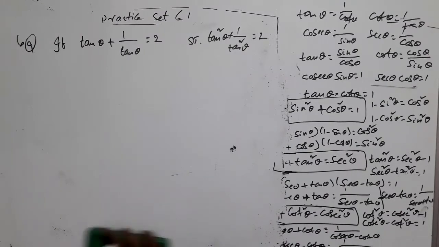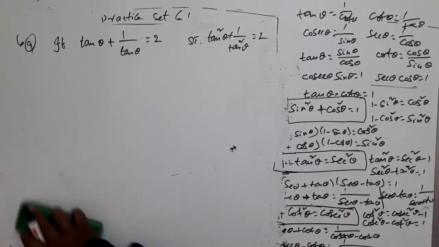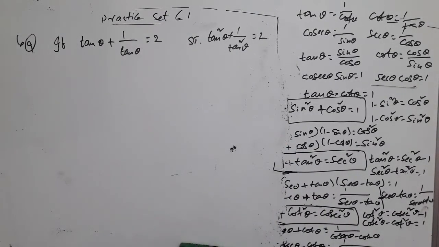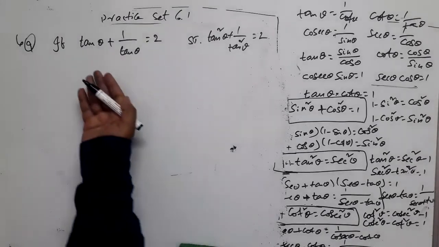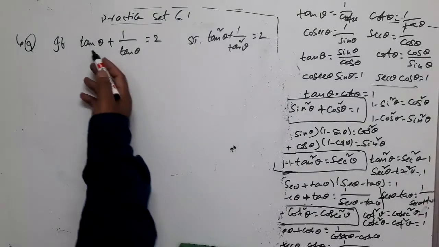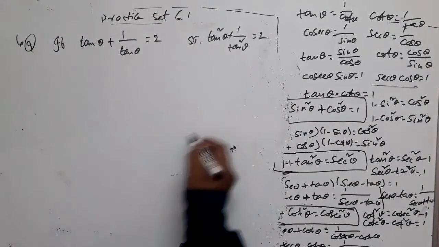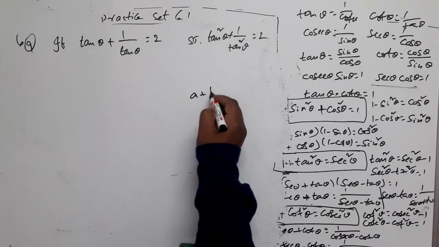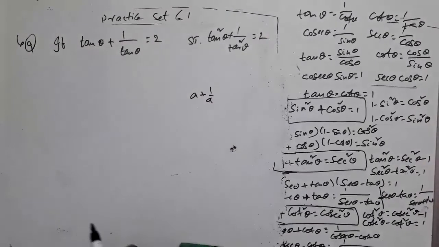Yes. Think. How do you think? Tell me. Observe carefully what is given. Tan theta plus 1 by tan theta is 2. Do you observe that these two are reciprocal of each other? Yes. A plus 1 by A form is this, right? A plus 1 by A.